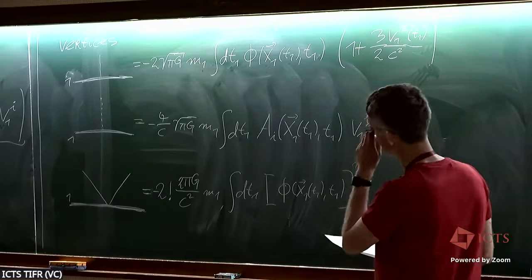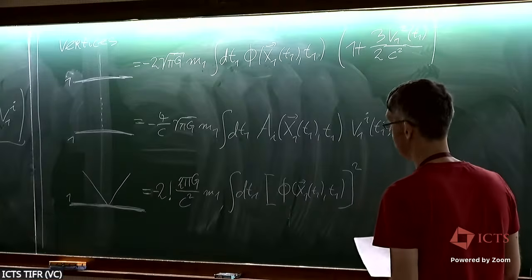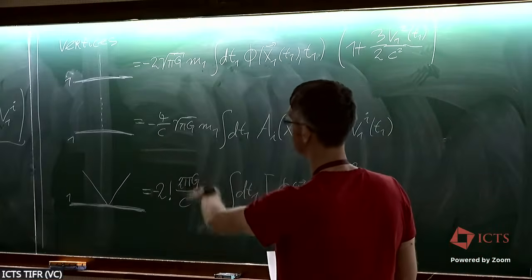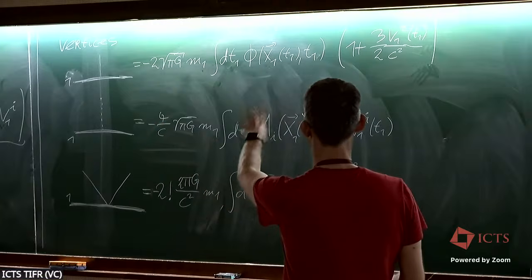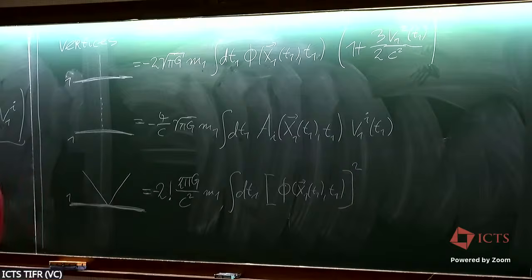So those are the Feynman rules. And now from the propagators and those vertices, we can assemble the diagrams and translate them into Feynman integrals.